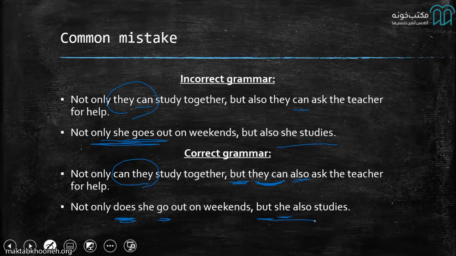So pay attention to this. Watch this video a couple times. This is important, especially for writing when you're trying to connect two ideas together, maybe at the end of a paragraph or even at the beginning of a paragraph. Make sure you do it properly using not only, but also. Yes, it's inversion, but it's also a very strong way to connect sentences.